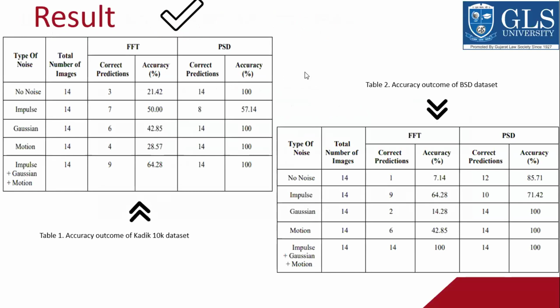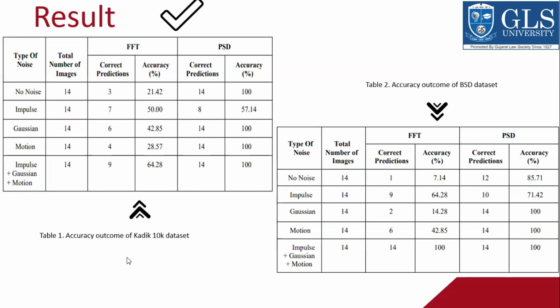So this is the result. Here, I use mainly four types of noise along with the original images. Table 1 denotes the accuracy outcome of the KDIC 10K dataset, and table 2 denotes the accuracy outcome of the BHD dataset. I applied an equal number of images for both datasets. In this result, PSD, power spectrum density, gives a higher accuracy for original, Gaussian, motion, and mixed types of noises, while FFT, fast Fourier transform, gives the highest accuracy for impulse type of noises.